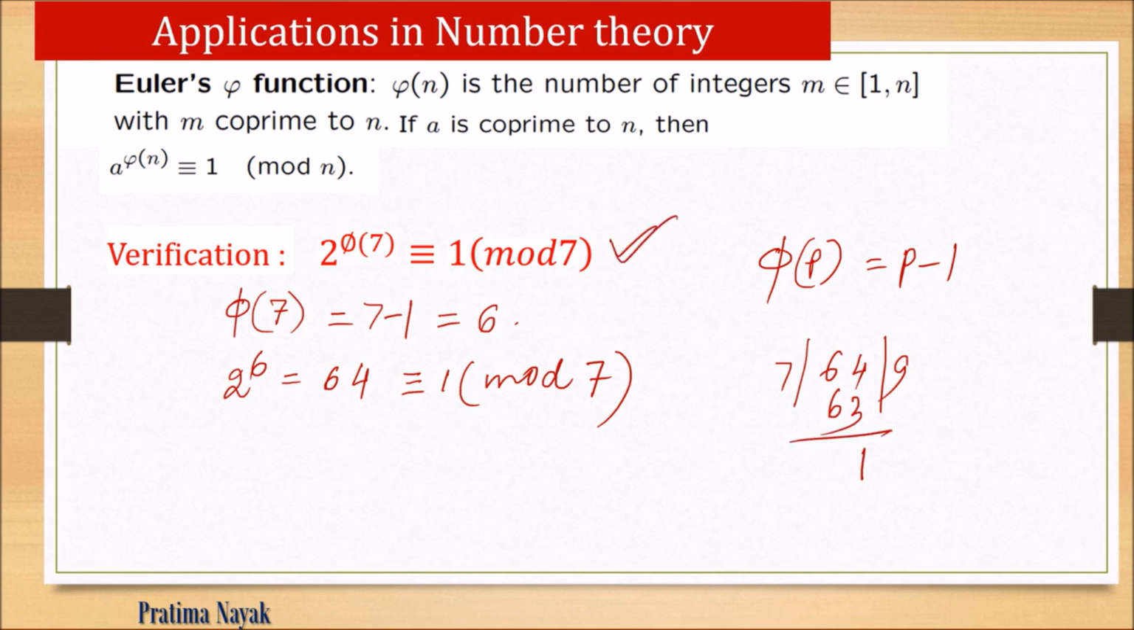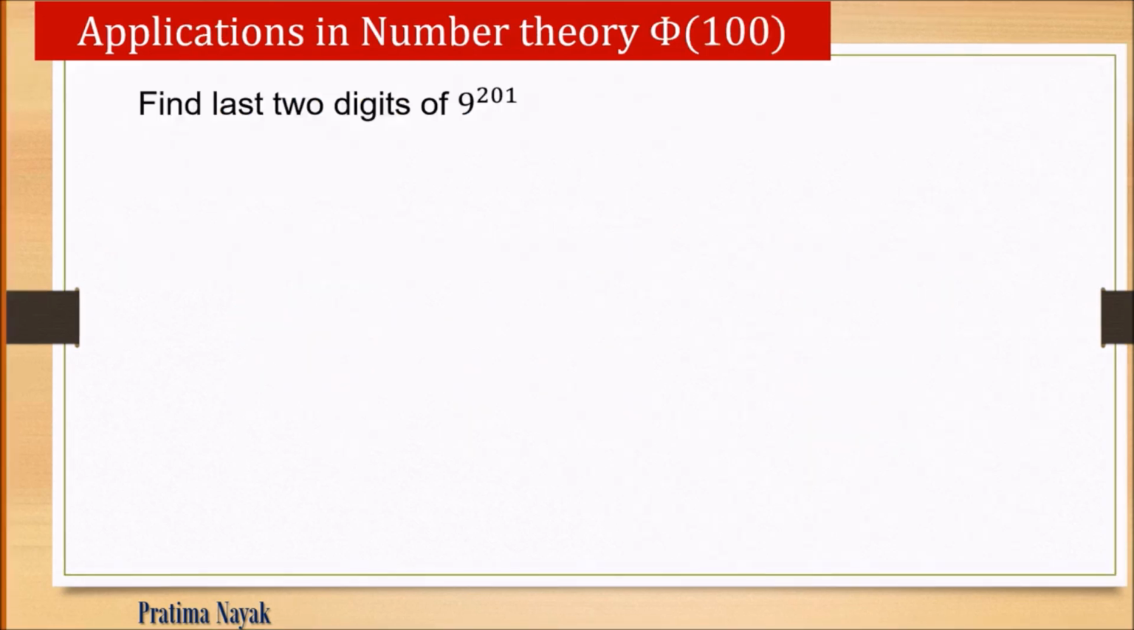So we can apply this concept now. The question is: find the last two digits of 9 power 201. We have to find the last two digits. That means we have to find the remainder when 9 power 201 is divided by 100.